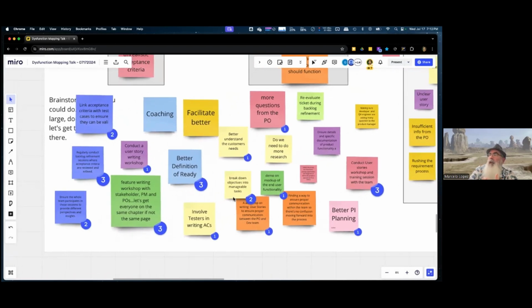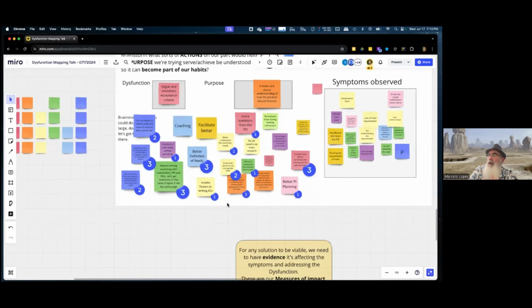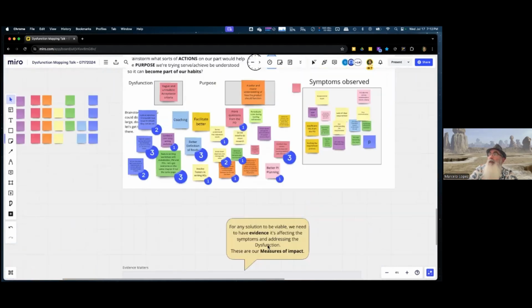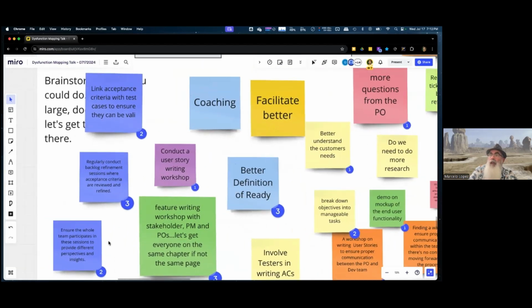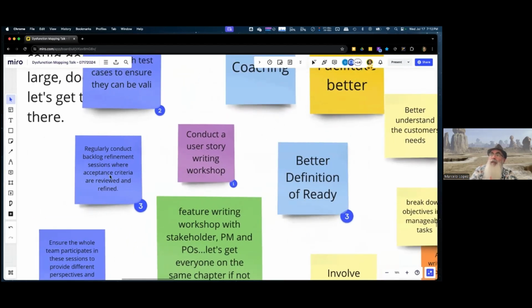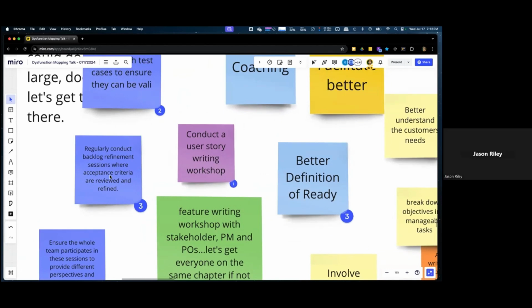So it's going to be a little challenging to decide what to do next, because here's the thing. Once we have some solution, it's really a hypothesis on our part. It's a guess, let's be honest. We're trying to guess that doing some of these things, like regularly conducting backlog refinement sessions where acceptance criteria are reviewed and refined, is going to work. And I have a question from Jason, who's raised his hand. Yeah, Jason. Coach, can we take the ones that got the 3-point votes and re-vote on them?